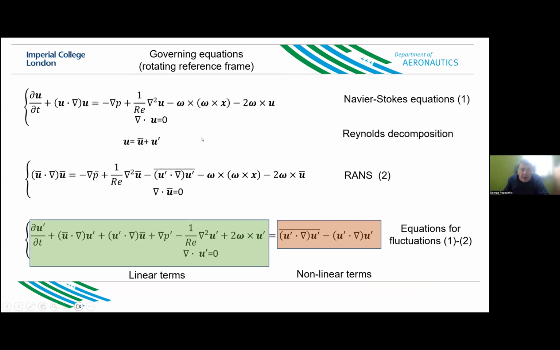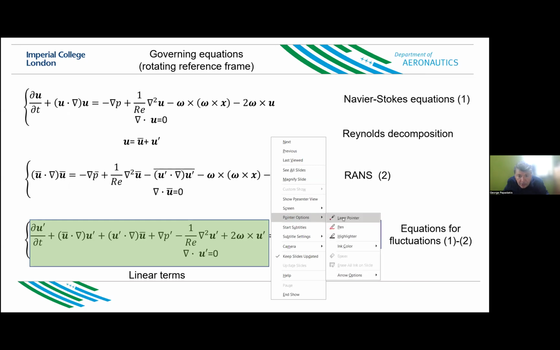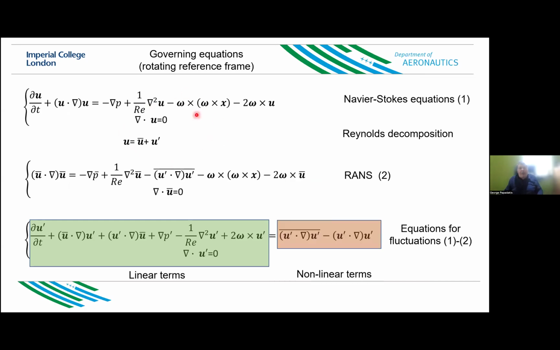So I start with my governing equation. At the top here, I have the Navier-Stokes equations written on a rotating reference frame. I use standard Reynolds decomposition. I compute the RANS equation. I subtract these two sets, and I get a set of equations for the fluctuations around the time average. What I have done here is that I have written the full set, but on the left-hand side, I have kept the terms that are linear with respect to the fluctuations, and on the right-hand side, I have kept the nonlinear terms of the fluctuation. So you can see here u prime squared, while on the left, you have only u prime. So what then do I do?